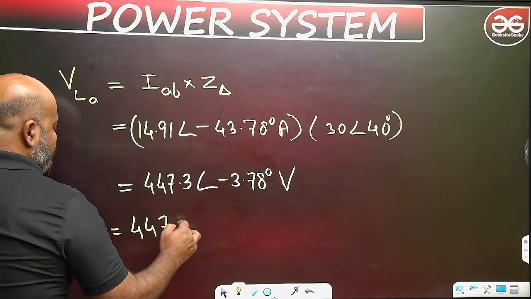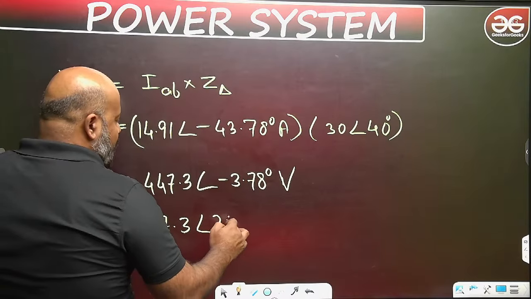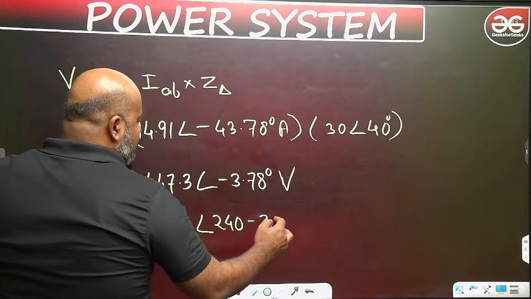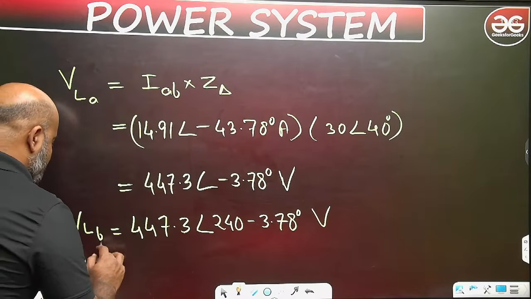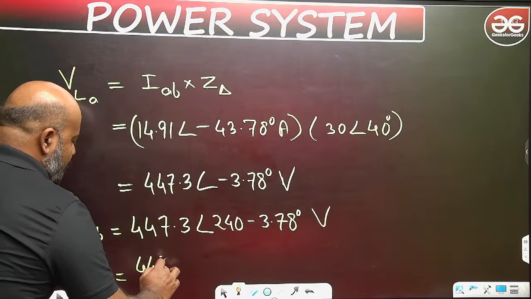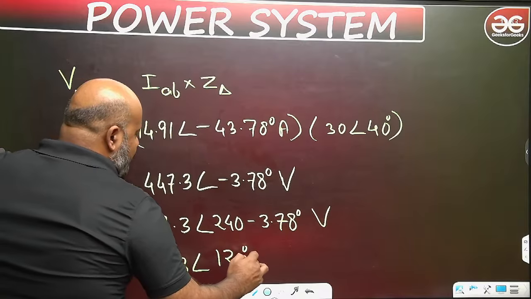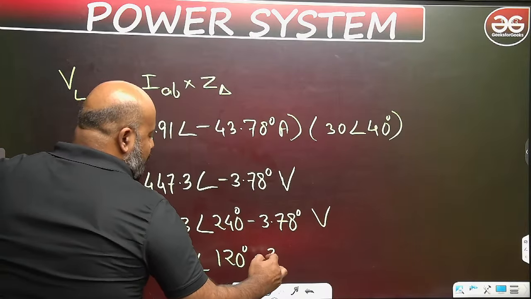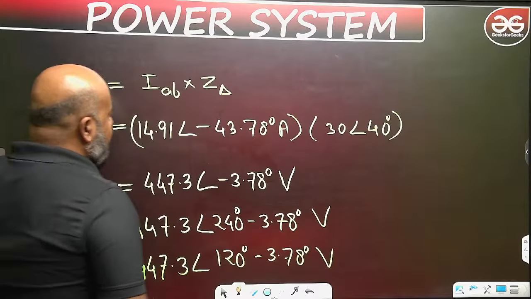Same value. Add 240 or minus 120. So, 240 minus 3.78. You can write terminal voltage for load for C phase: 447.3 angle 120 degree minus 3.78, and this is the voltage.